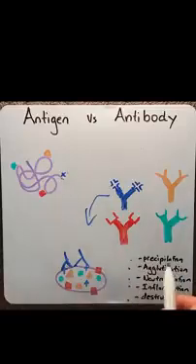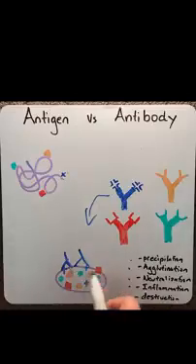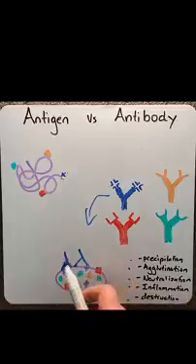Number one, precipitation, which means the antigen will come out of solution or become insoluble. Agglutination, which means multiple antigens will clump together, which makes it easier to be destroyed. Neutralization, where toxic antigens can be inactivated.